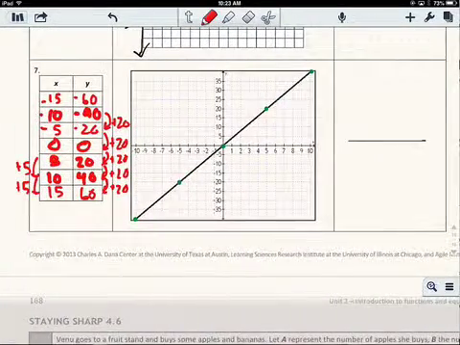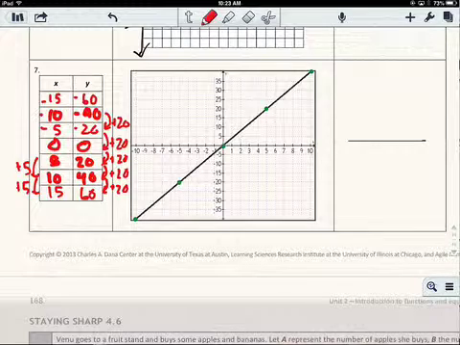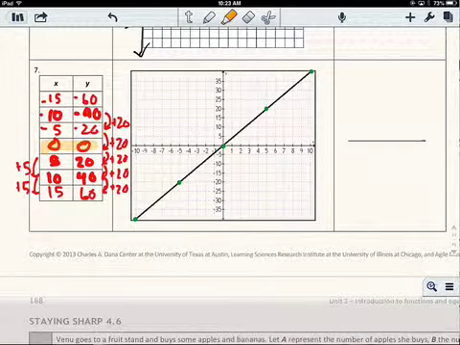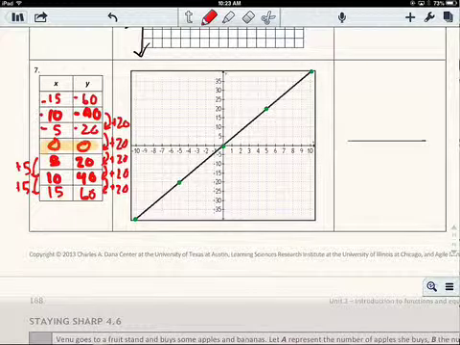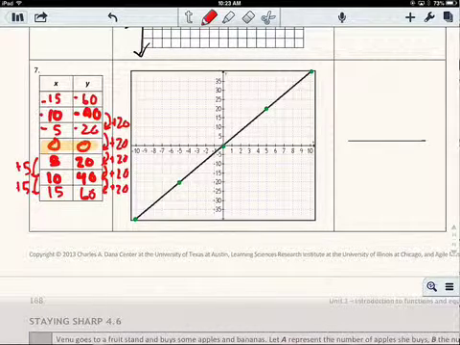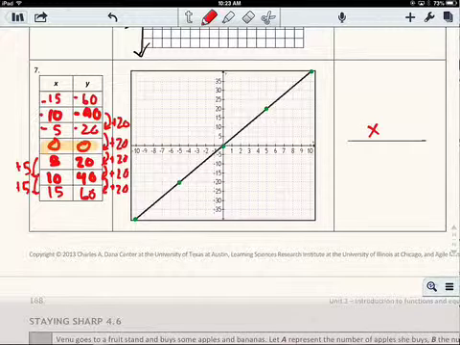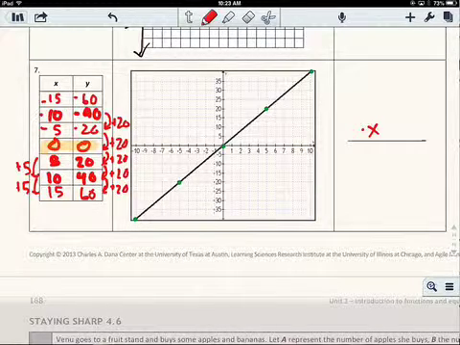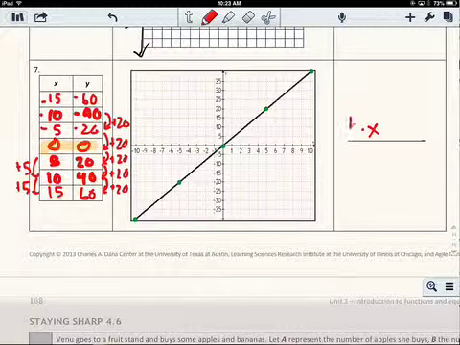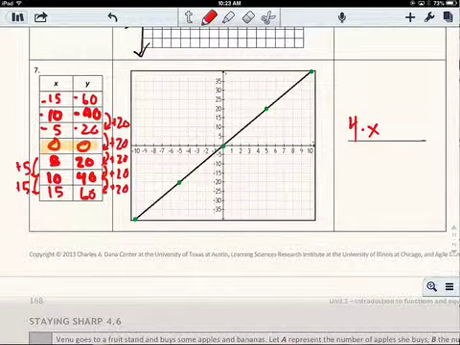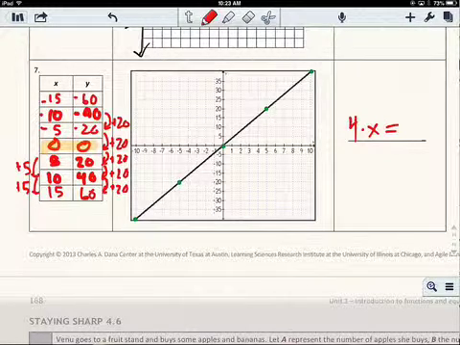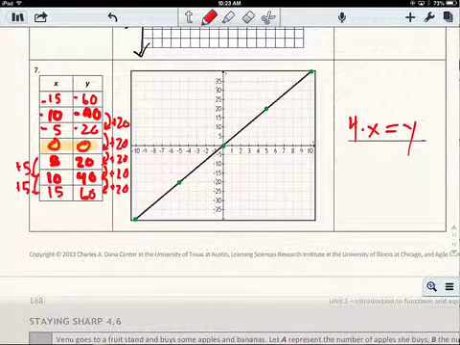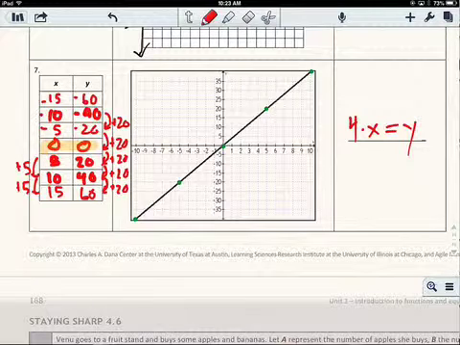All right, so now we need to figure out how to write a rule for that. I know there's no addition in the rule because it goes from 0 to 0, so it's just going to be multiplication. So I need to figure out what do I multiply x by to get y. I'm going to look at the positives. 5 times something is 20. 5 times 4 is 20. 10 times 4 is 40. 15 times 4 is 60. So that sure seems like it's working. My rule must be 4 times x equals y.